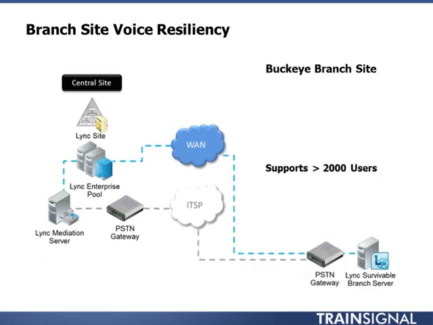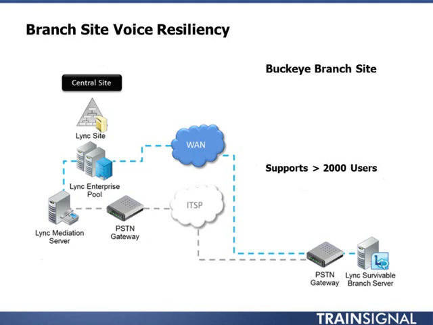For your larger corporate branch offices that have over 2,000 users, Microsoft recommends using either a Lync survivable branch server or possibly a full standard edition server deployment. A Lync survivable branch server works identically to an SBA in the sense that you have two roles installed on it. You have the mediation server role and you have the registrar role.